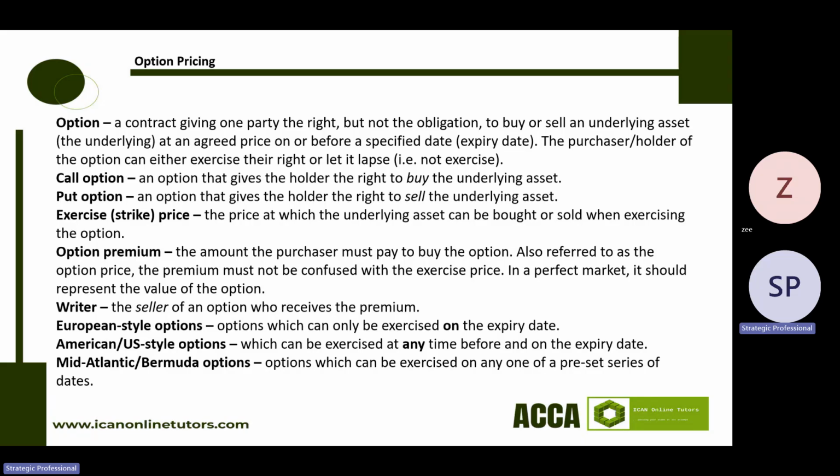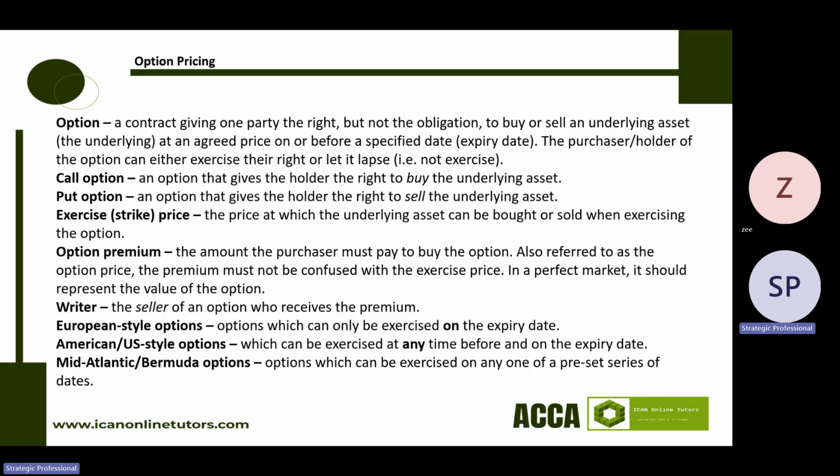We now have different types of option. We have the European style and we have the American style. What is the European style? Option which can only be exercised on the expiry date, while American or US style can be exercised at any time before and on the expiry date. Most times, the mostly adopted style is the European style, which can only be exercised on the expiry date.